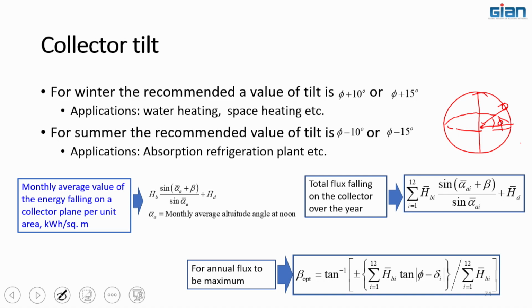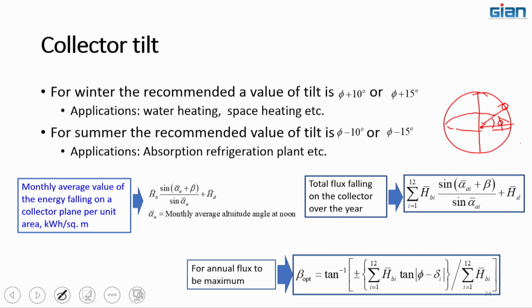So you take the place, connect it to the center of the earth, and it makes an angle with the projection on the equatorial plane. It is phi. For winter they consider phi plus 10 or phi plus 15. For summer, phi minus 10 or phi minus 15. So it's significant, a 30 or 20 degree difference. It impacts a lot, so it is very crucial to have an understanding of it.